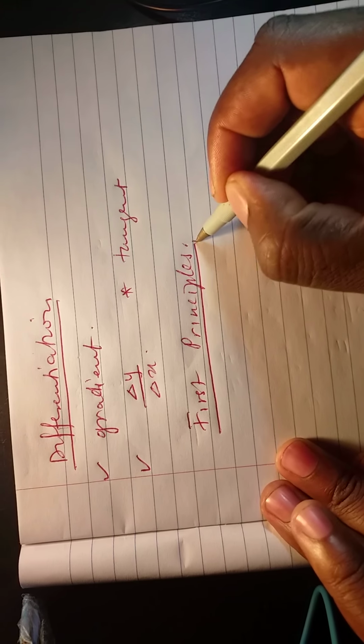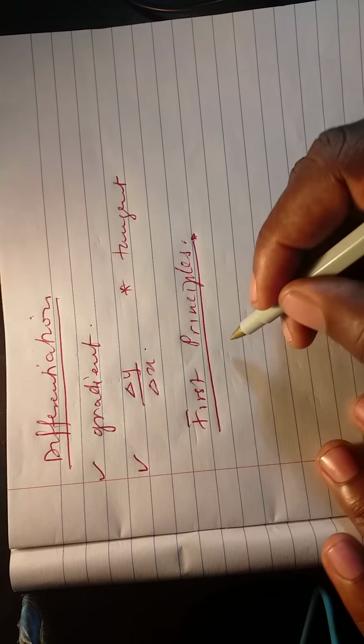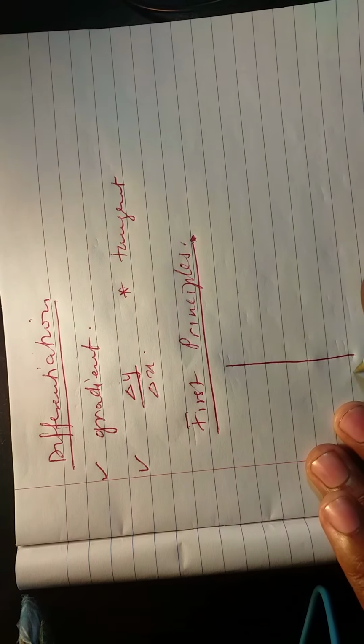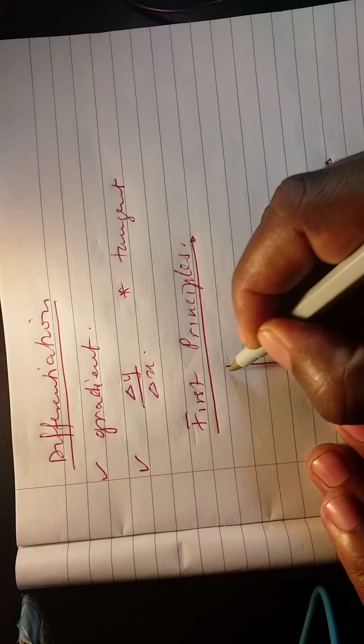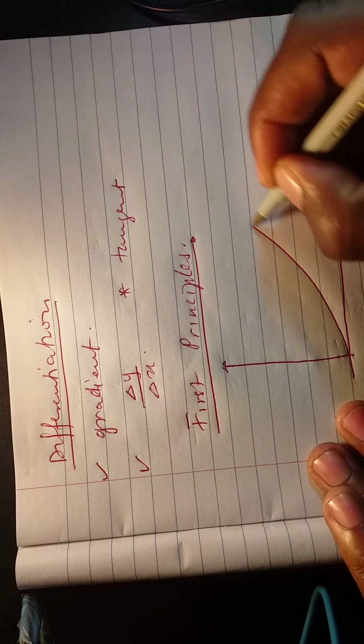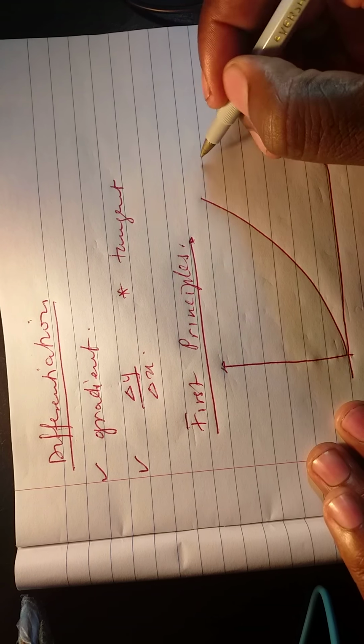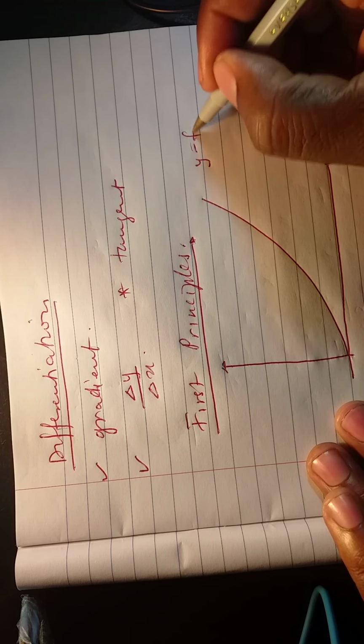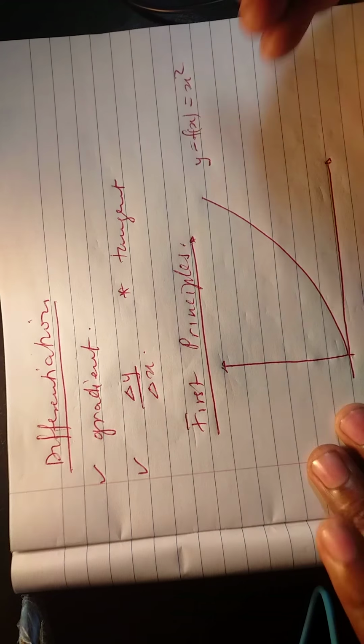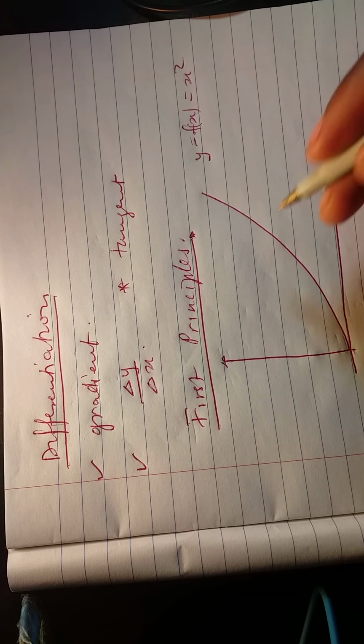All right, so I'm going to be using the first principles approach to find the gradient of a given curve. All right, let us consider the graph of the function y equals x squared. So I'm going to be having y equals f of x, which is equal to x squared. So f of x is actually going to be x squared.